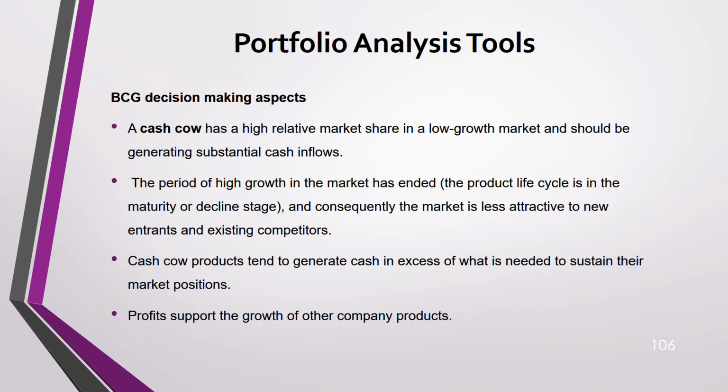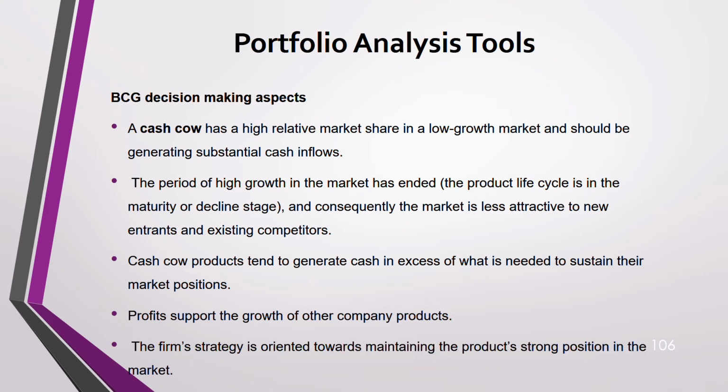Fourth, profit supports the growth of other company products. Yes, because the cash cow has generated enough cash inflow, they already have that profit. That profit can be used to support other products. And what should their firm strategy be? If they want to maintain a strong position in the market, the firm strategy is oriented towards maintaining the product's strong position in the market. That means they want to maintain the cash cow so that they have a strong position, because the cash cow is going to give them a good amount of cash, so they do not want to divest it or sell it off. They want to keep this.